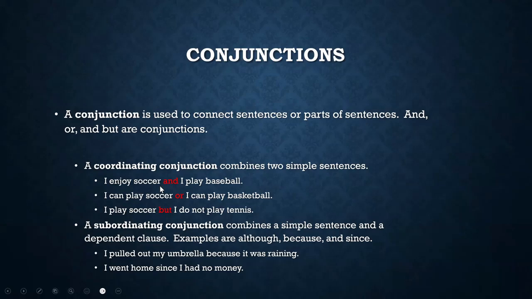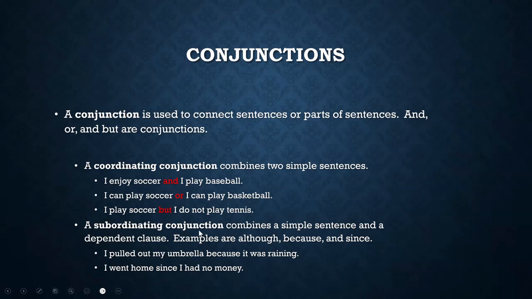A conjunction is used to connect sentences or parts of sentences. And, or, and but are conjunctions. A coordinating conjunction combines two simple sentences. I enjoy soccer and I play baseball. I can play soccer or I can play baseball. I play soccer, but I do not play tennis.